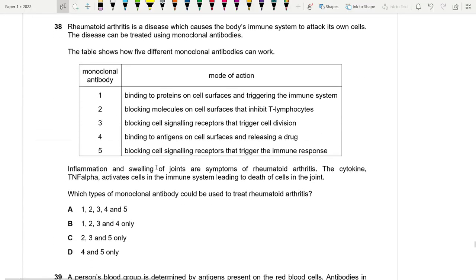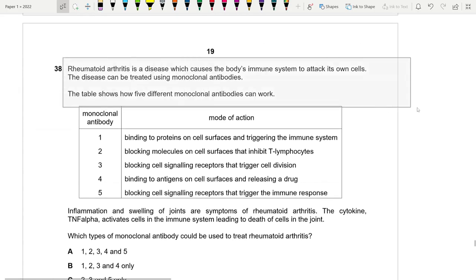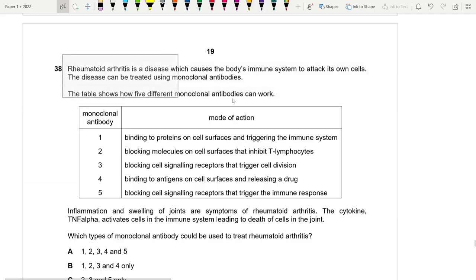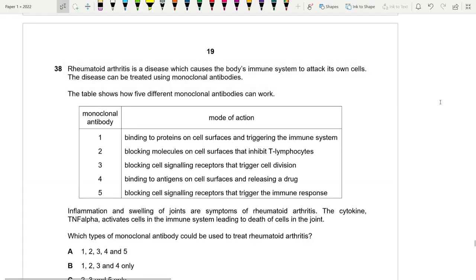Rheumatoid arthritis. This is an autoimmune disease. It is common in women. What is an autoimmune disease? Basically, it's a disease where the body's own immune system fails to recognize the self antigens and creates antibodies against them. It is basically a type 3 hypersensitivity reaction. Table shows 5 different monoclonal antibodies, how they work.